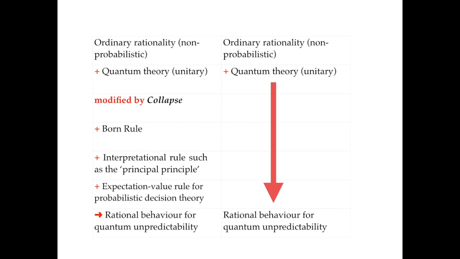So we've done this on the right-hand side, whereas with collapse quantum theory, we have to go through all that process on the left-hand side to get to the same conclusion. So on the right-hand side, the only assumptions are elementary rationality and unitary quantum theory without collapse. From the perspective of this talk, that means that we have dispensed with probability, both in nature, in the quantum world, and in our minds, if we have any credences about the quantum world.